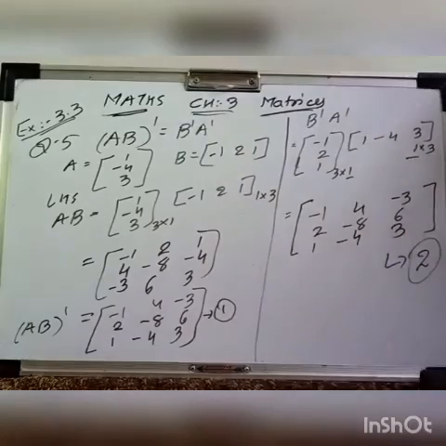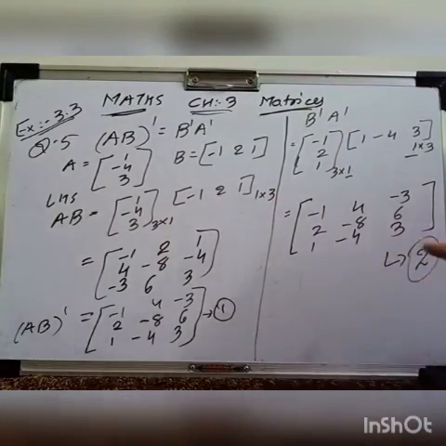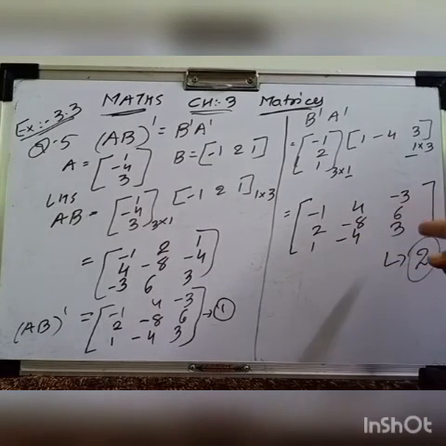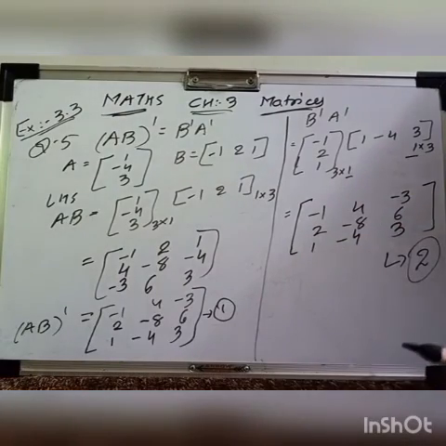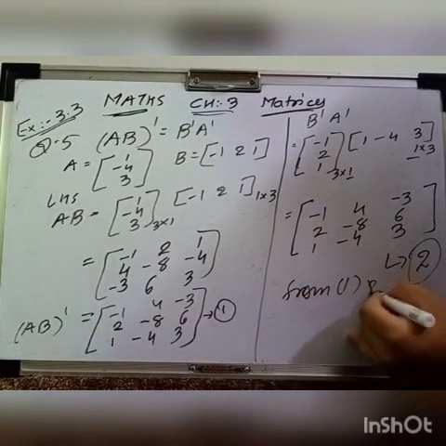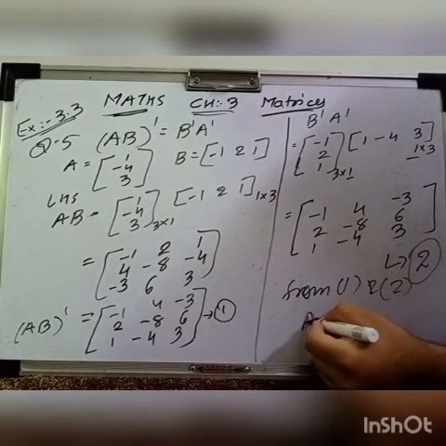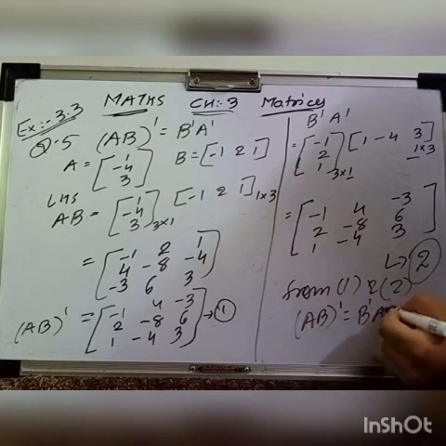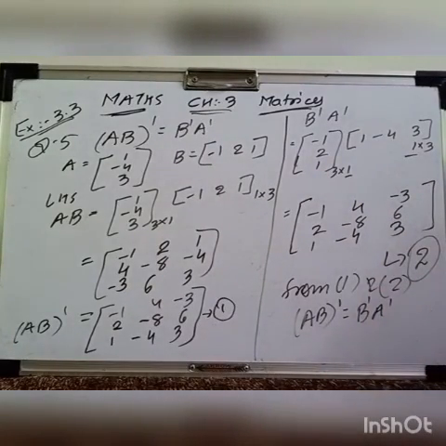Now if you will compare the result of 1 and 2, then you can see that both of them are same. So from 1 and 2 I can say that AB whole transpose is equal to B transpose into A transpose.